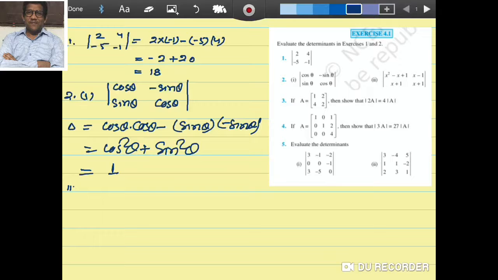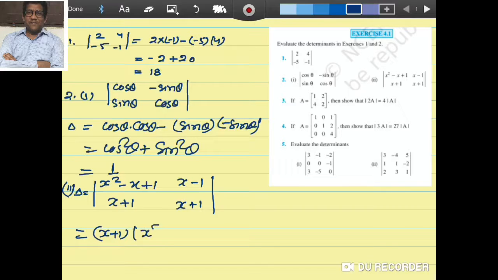Second part, determinant x square minus x plus 1, x minus 1, x plus 1, x plus 1. We get x plus 1 into x square minus x plus 1 minus x plus 1 into x minus 1.